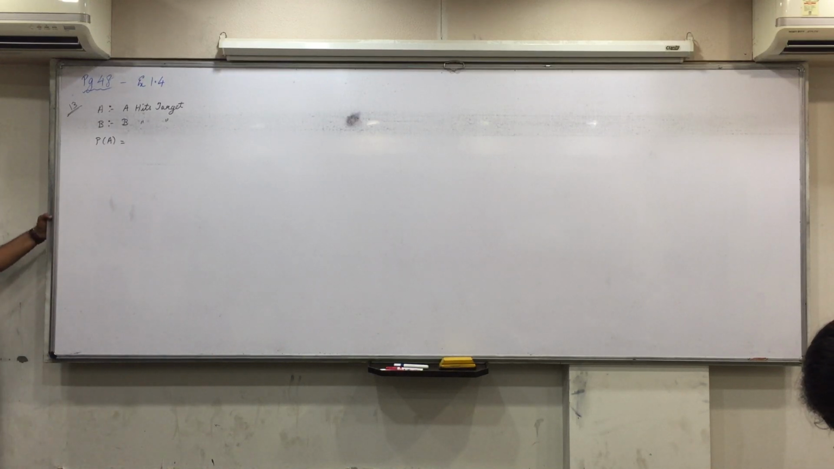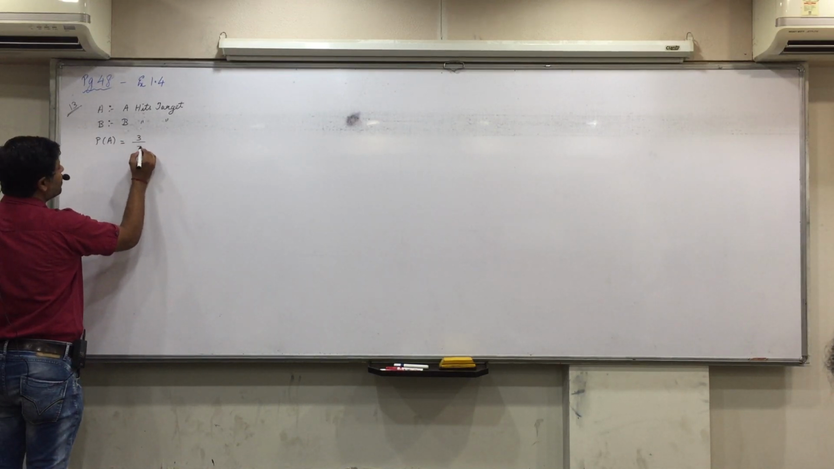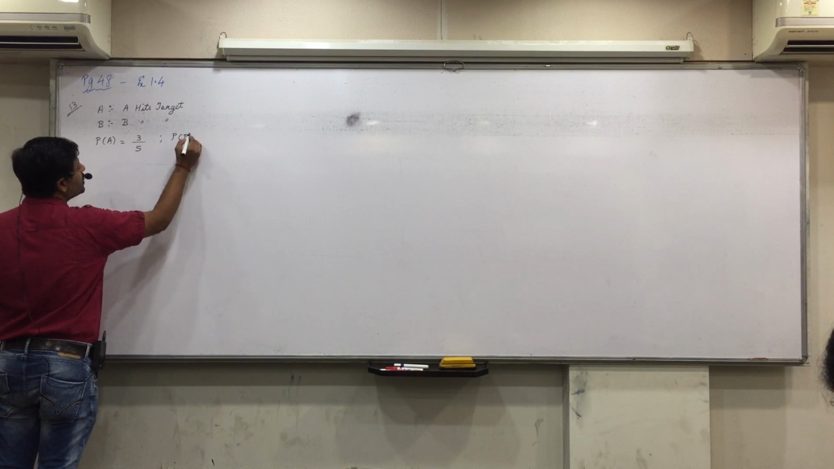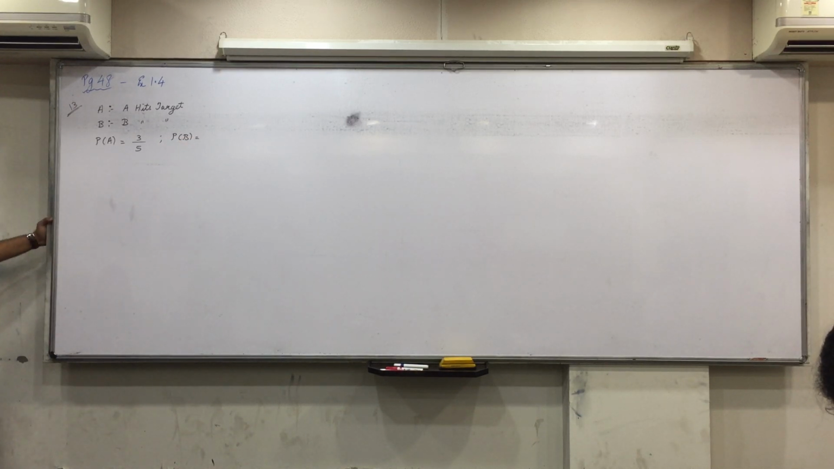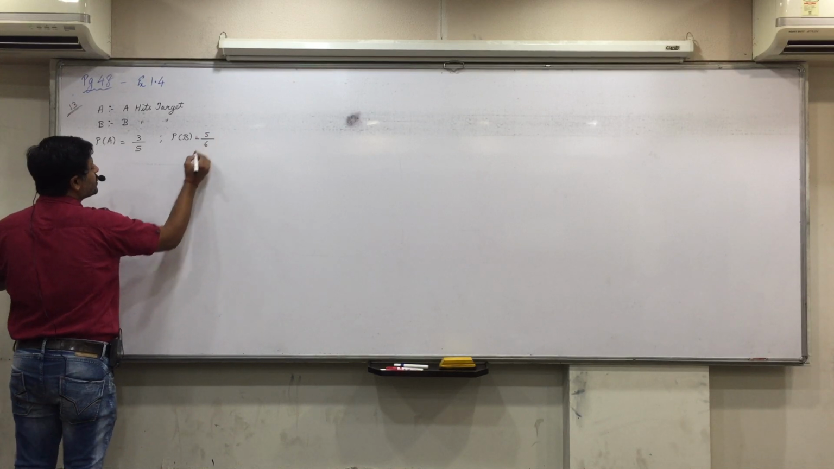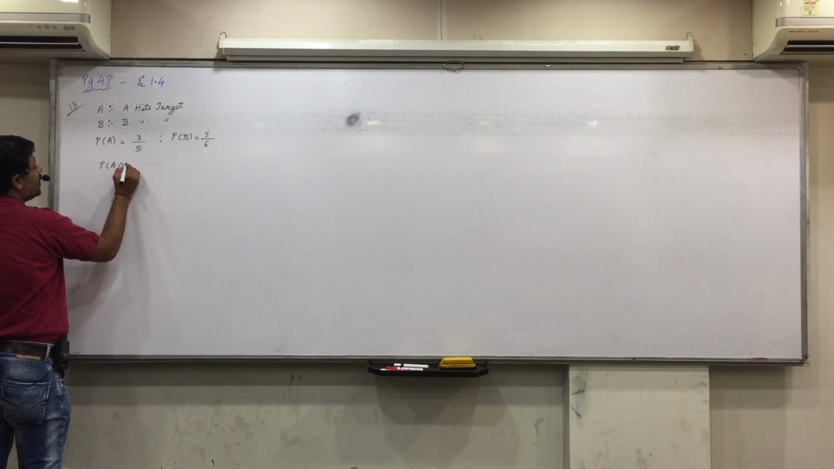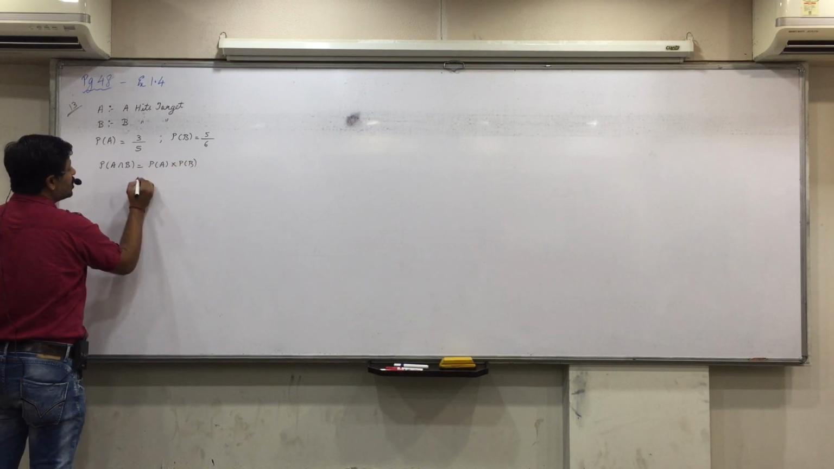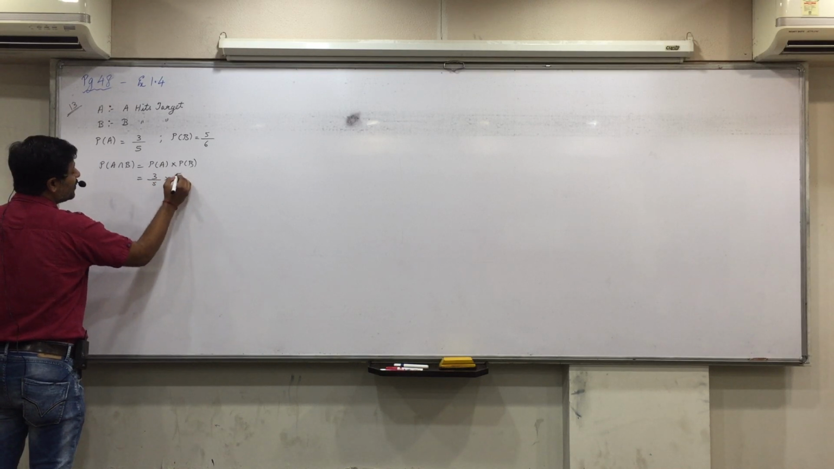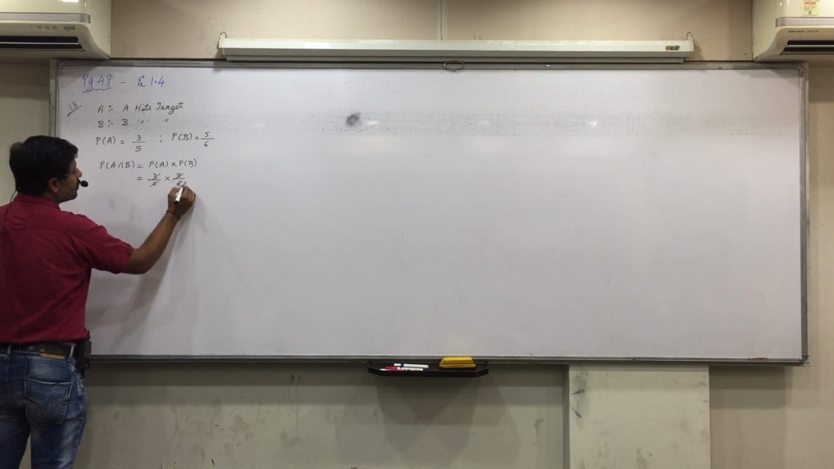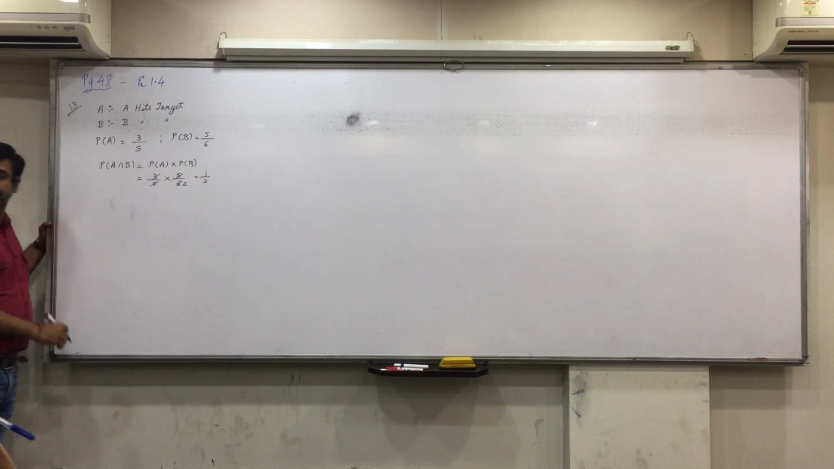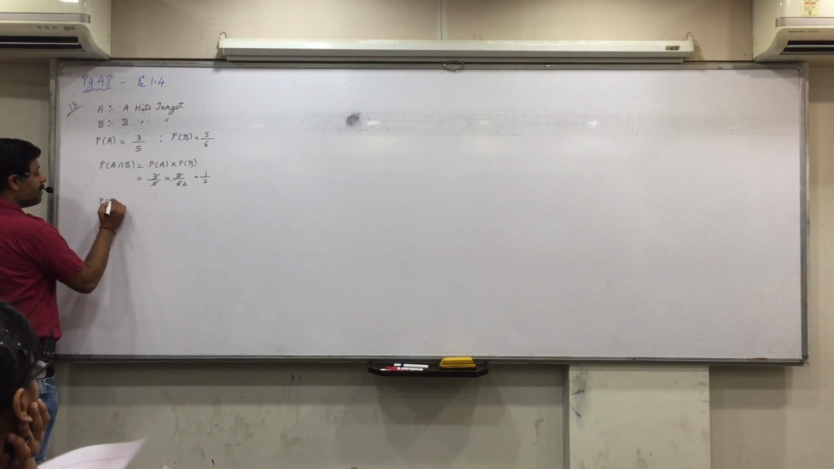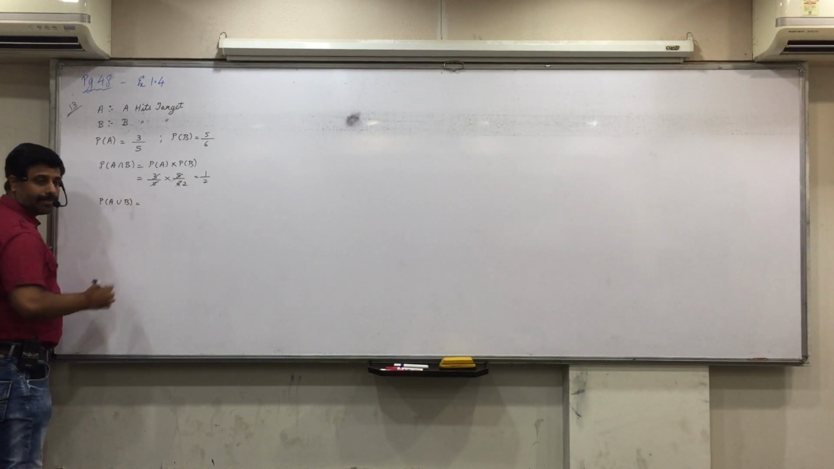You'll say let event A be the event that A hits the target. Let event B be the event that B hits the target. Now A hits the target in 3 out of 5 attempts, so P(A) is 3 by 5. B hits the target in 5 out of 6 attempts, so P(B) is 5 by 6. Now first we need to find P(A intersection B). That will be P(A) into P(B), so 3 by 5 into 5 by 6, 1 by 2.